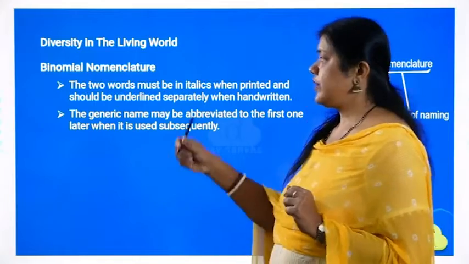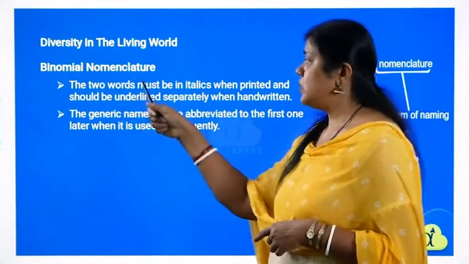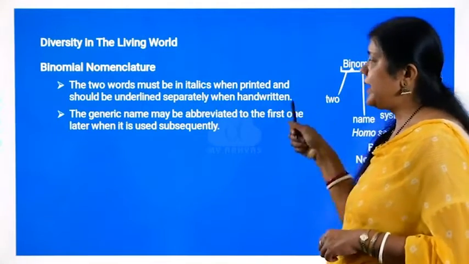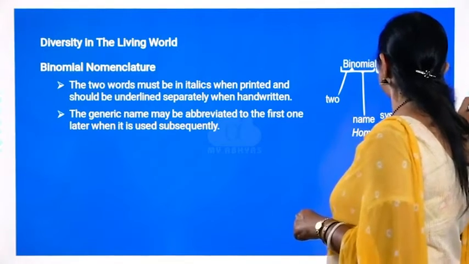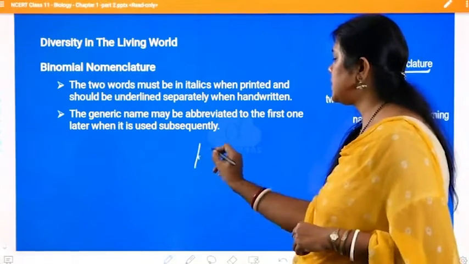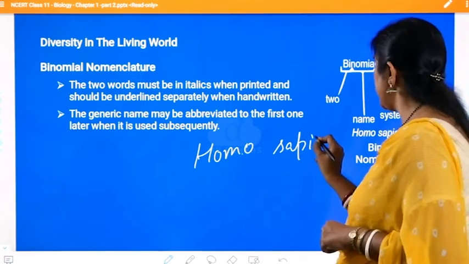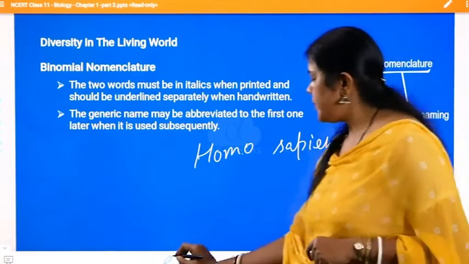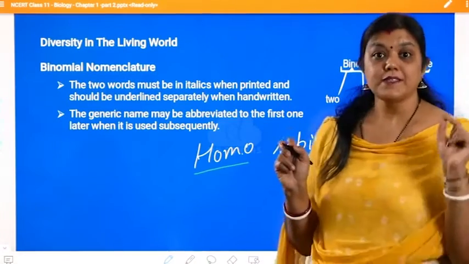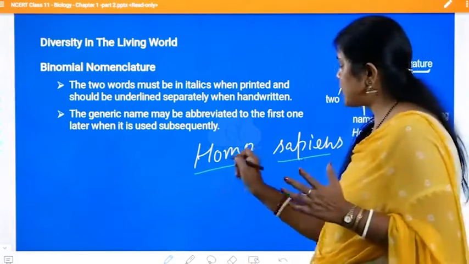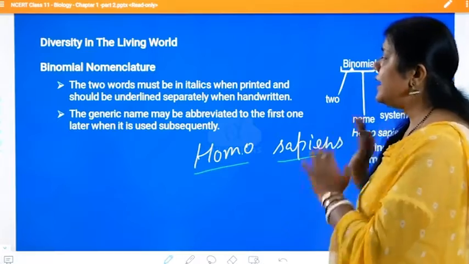This is the last point which we discussed in the previous session: the two words must be in italics when printed and should be underlined separately when handwritten. So when we write two words, a genus word and a species word, take the example of Homo sapiens. Homo sapiens is the scientific name of humans. When I want to write it, it has to be separately underlined. I told you before also, the genus name you should underline separately, and the species name also you should underline separately.